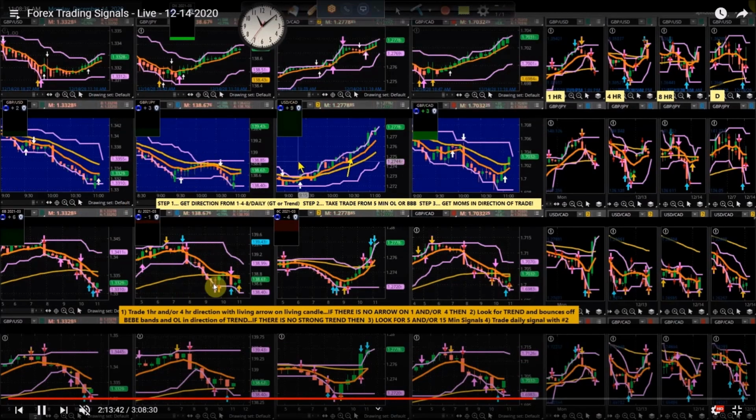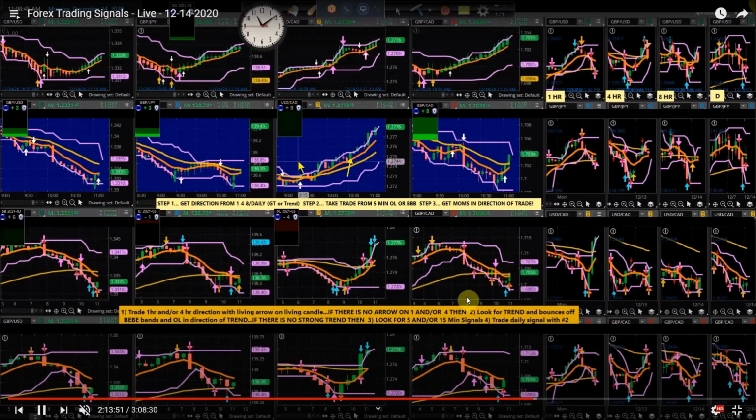You can always wait this out and then take the second try up, which a lot of people do, for the bigger move. But scalping, as you can see, it's all here. It's right there in front of you.